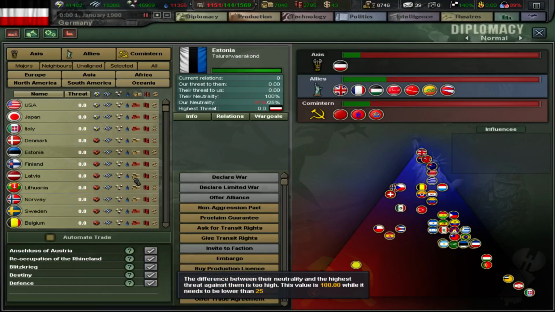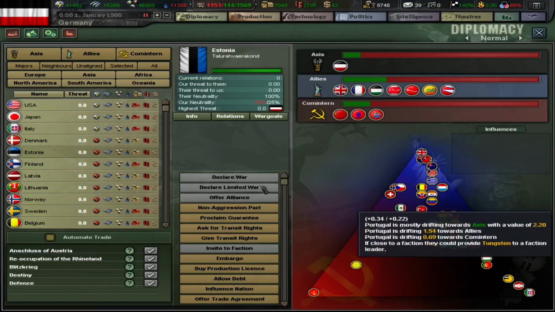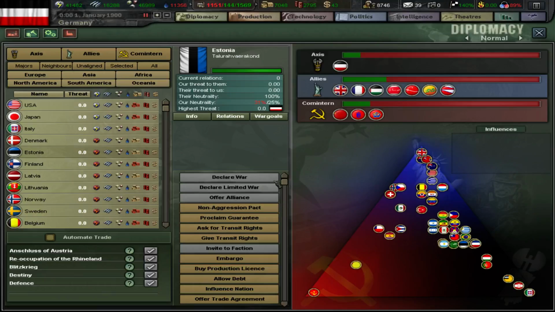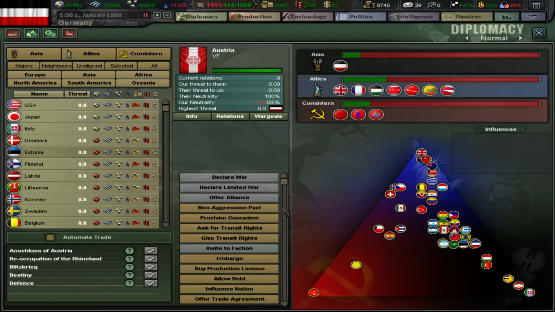Invite into faction. So here, the invite into faction basically is when they're not threatened by you, and they're over here. Where is this? You know what, we're going to pick Austria. So see how Austria is very far towards us, far right. Basically, if they get far enough over, they will join our faction. So if we read it, the difference between our neutrality and the highest threat against them is too high. This value is 100%. Well, it needs to be lower than 25. Basically, they need to trust us more, which is explained, right? Everyone kind of starts at a certain level.